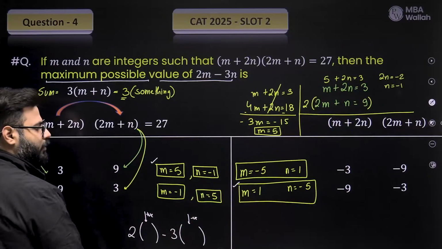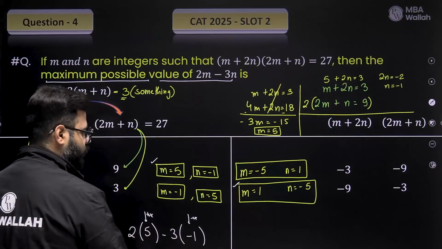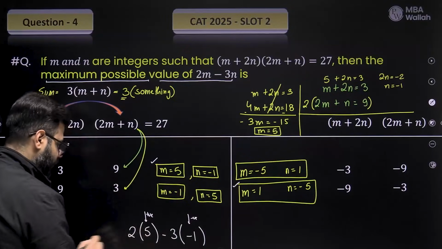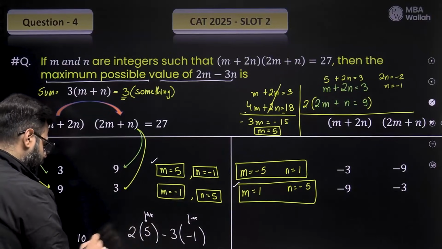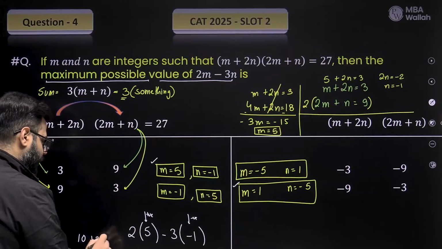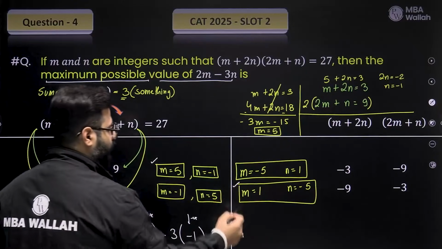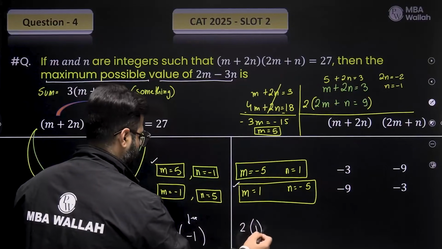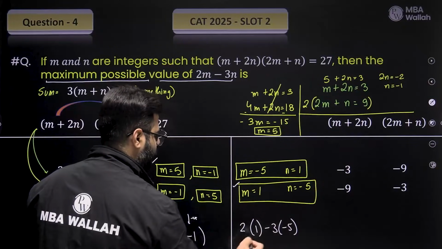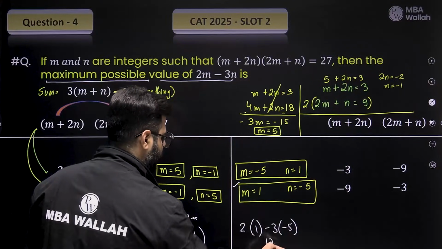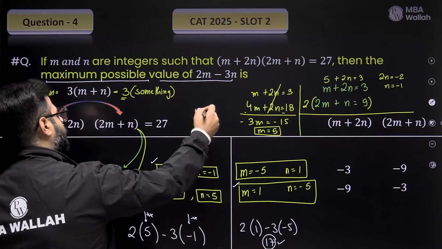Minus minus plus. So let's put in this 2 into 5 and minus 1. See what happens. 2 fives are 10, a positive. Minus minus plus. See the smartness. 10 plus 3, 13. So if I put this, I'll get 13. What if I put this? 2 into m minus 3 into n, that is m 1 and n minus 5. 2 plus 15, that's 17. And the maximum value turns out to be 17.